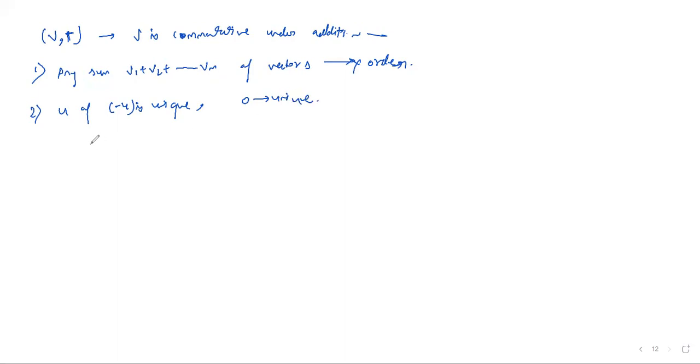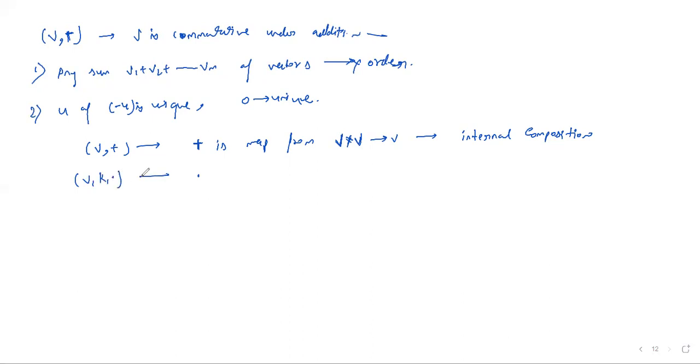Now, V under addition, that is, addition is a map from V cross V to V, and it is said to be an internal composition. If we are talking about vector addition only, which is a mapping from V cross V to V, then it is called internal composition. And if I am talking about the dot, which is multiplication of V over the field of scalars K, dot is a map from K cross V to V, and this is called external composition.